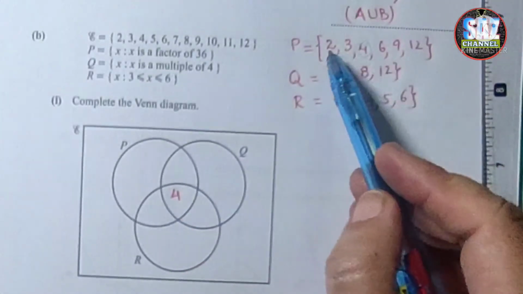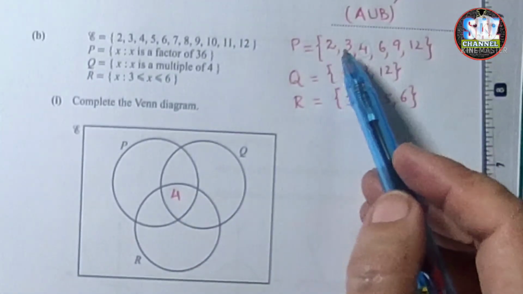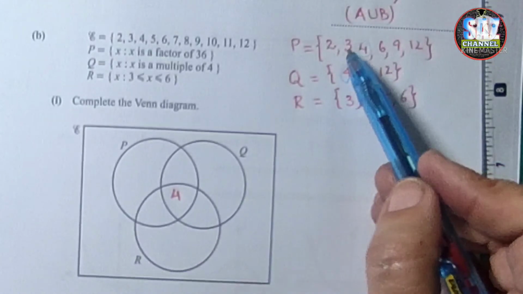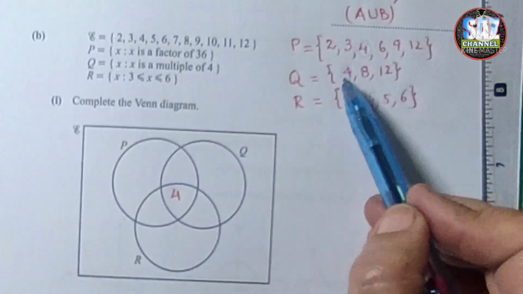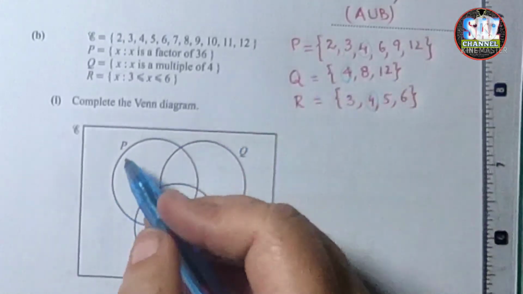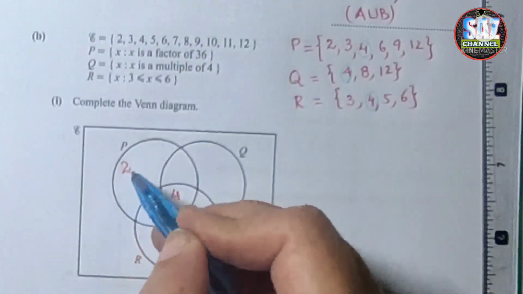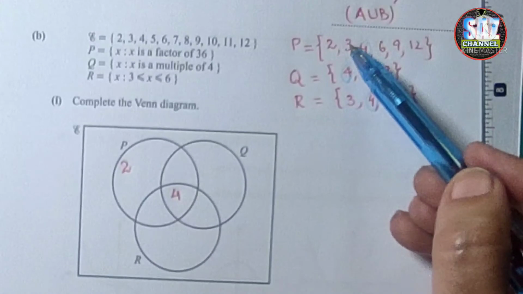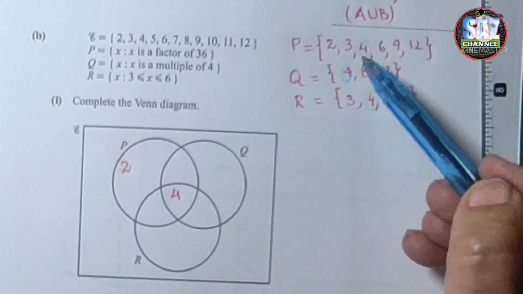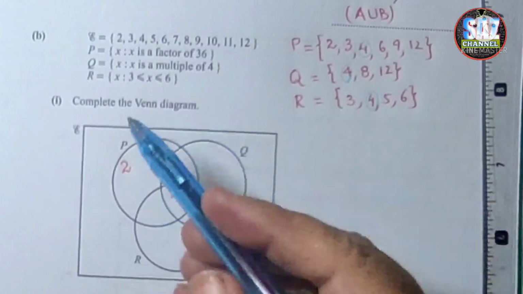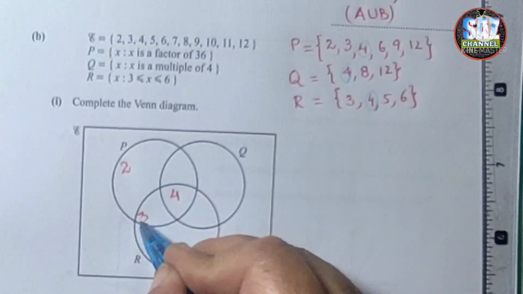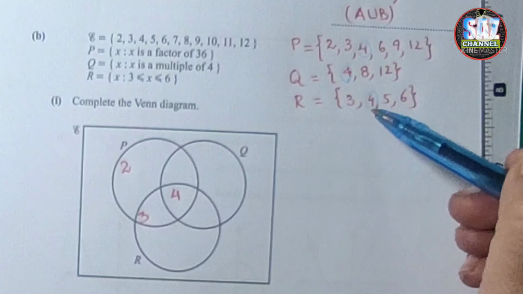And now 2 and 3. First focus on 2, and 2 is not coming at some other place, so I'll write 2 in set P only. Now let's talk about 3. 3 is in P and 3 is in R. So the intersection of P and R is the place for 3. 4 we already have decided.